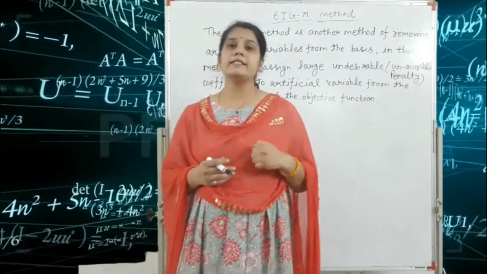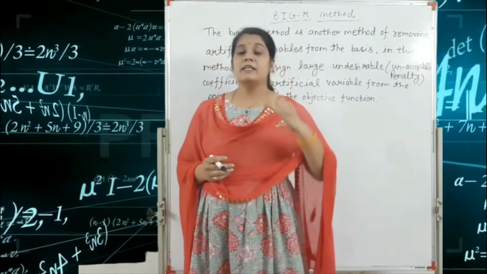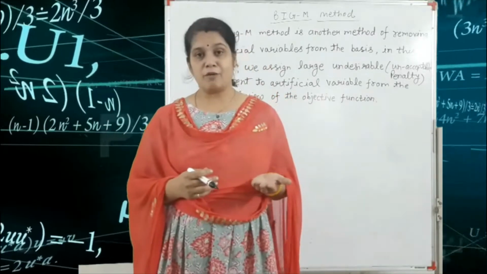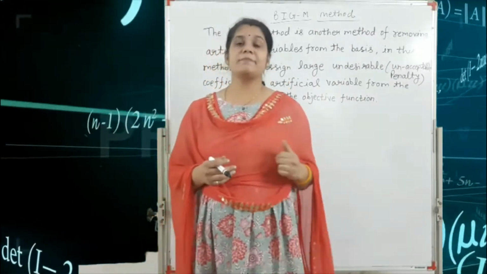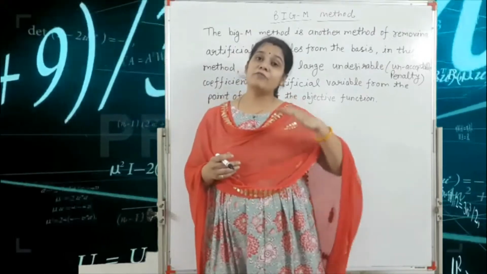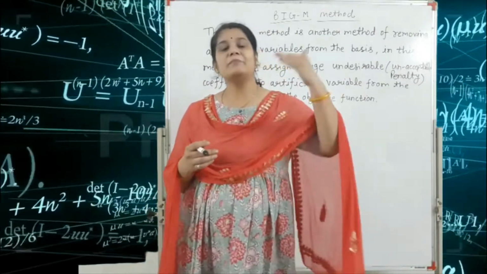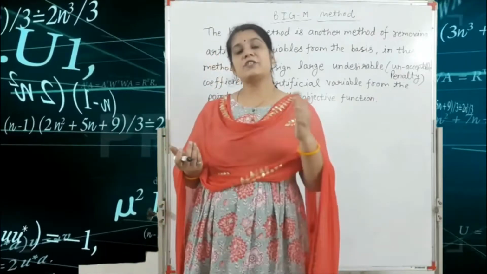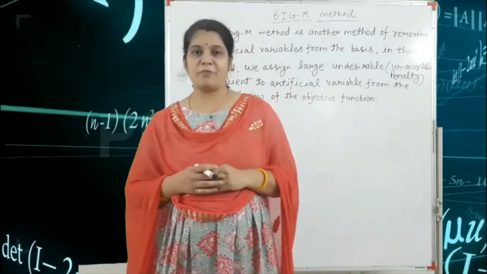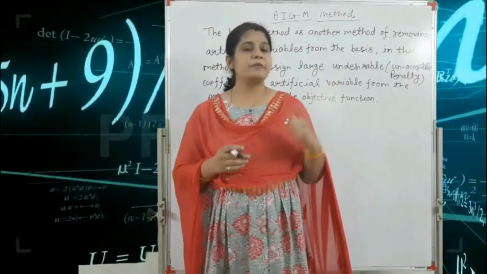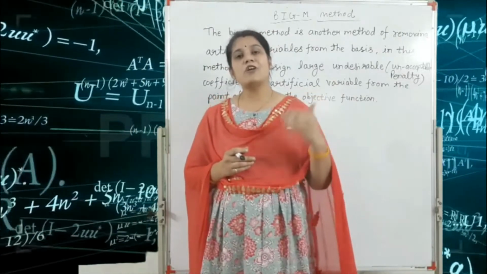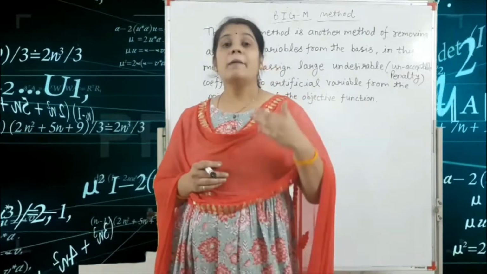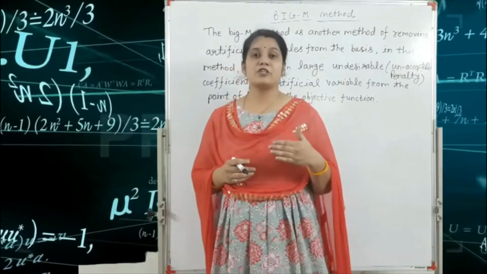In case a problem is given in the minimization form and solved by the simplex method, then with the help of dual and primal, we convert minimization into the maximization form and maximization into the minimization form. So this is the Big M method. The Big M method is always used for maximization and minimization both.